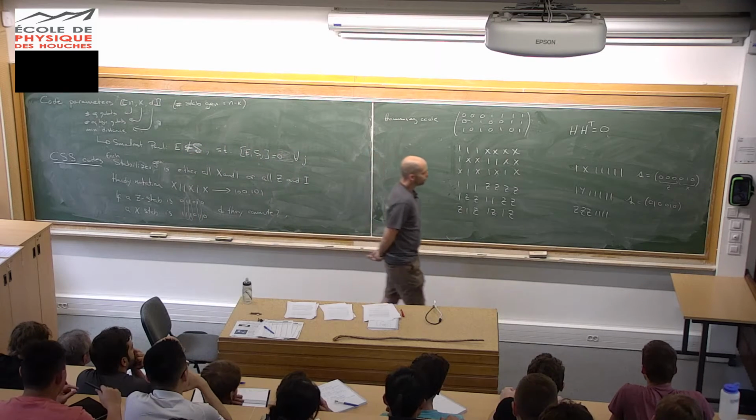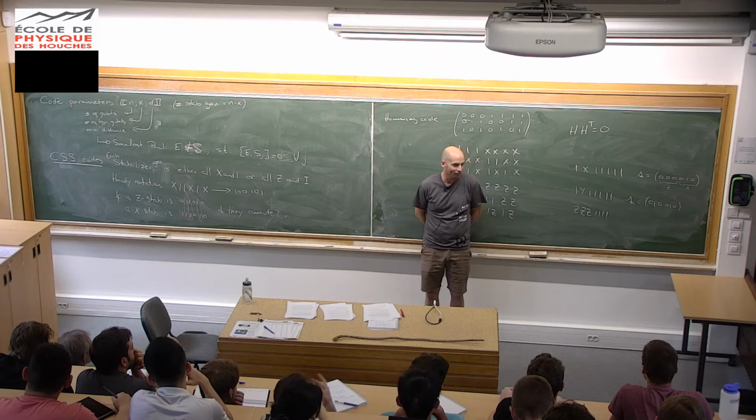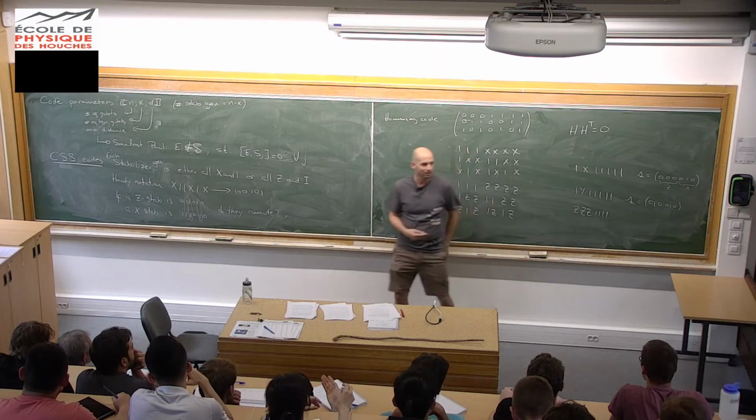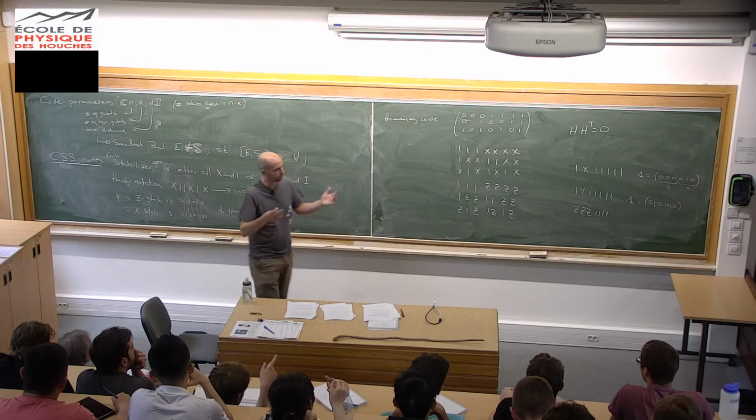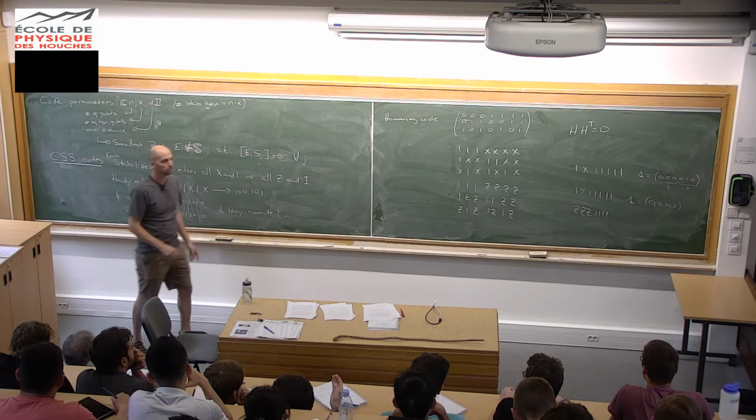Okay? So this shouldn't be obvious. Finding the minimum distance is a hard thing. I happen to know it for this code because it's a simple one. But in general, if I give you a list of stabilizers and ask what's the minimum distance, it's a super hard problem. It's NP complete.